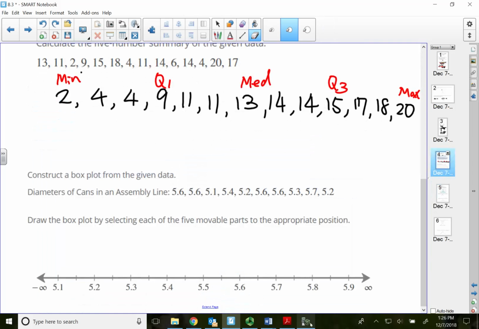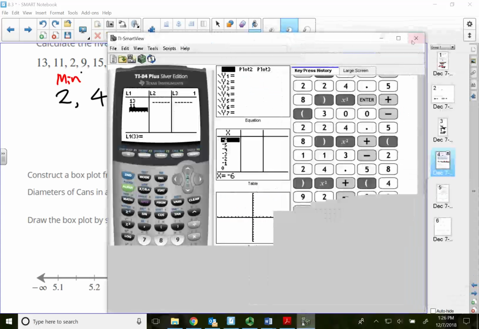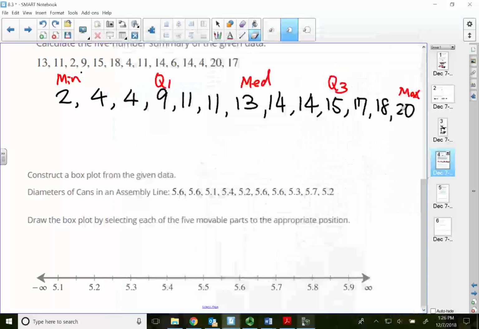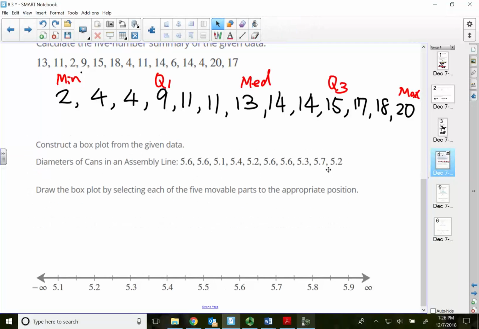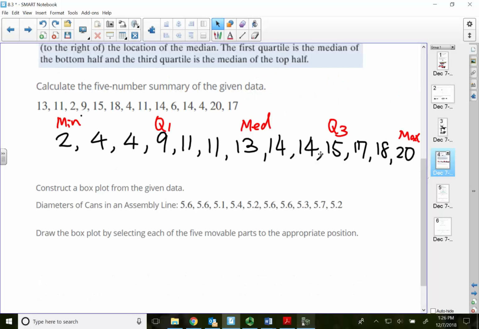And I do apologize, my calculator froze on me all of a sudden. It won't even let me X out of it. All right, so why don't I just do this one by hand? Okay, so I'm gonna write these numbers from small to large so I can find the 5-number summary again. Oh, I don't like decimals.